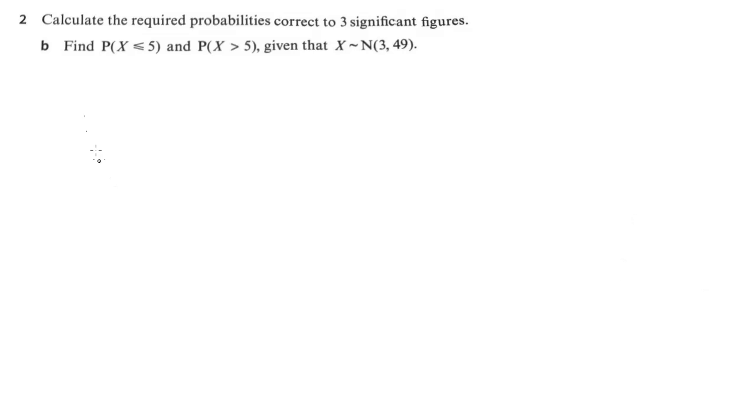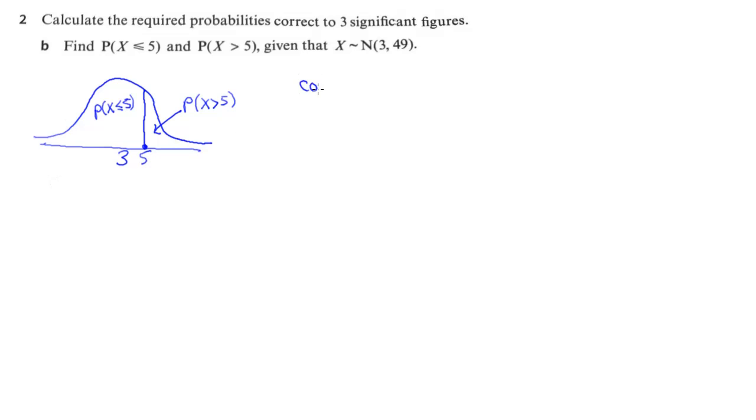In problem number 2, we've got a probability that x is less than or equal to 5, and we want to find the probability that x is greater than 5, given that it's a normal distribution with a mean of 3 and a standard deviation of 7. So basically what's going on here is we've got this normal curve, and I want to find this area over here and then the other area on the other side.